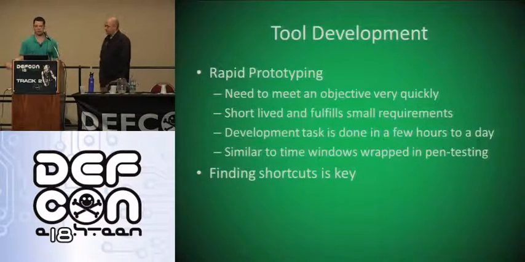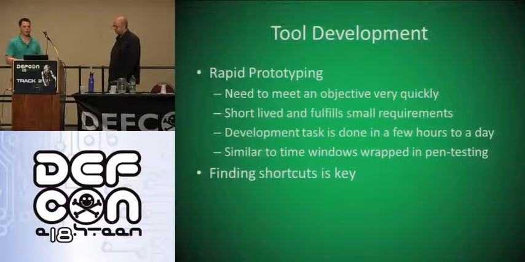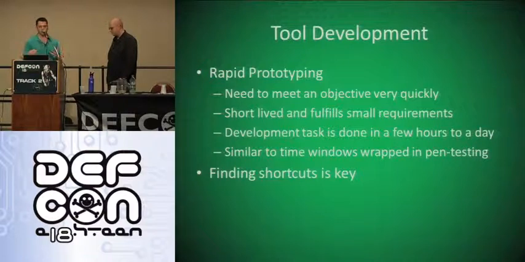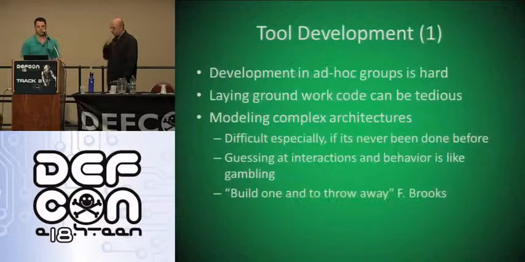So rapid prototyping. We've already emphasized this before. You need to meet an objective. You need to do it really quickly. It's often short-lived, time-box development. So the idea is to find a task that's going to only take you a couple hours or maybe even a day, and use that as one of your primary milestones. And so what you do from there is you try to identify as many shortcuts as you can possibly take, which means taking in open source software, looking for documentation, and stuff along those lines.